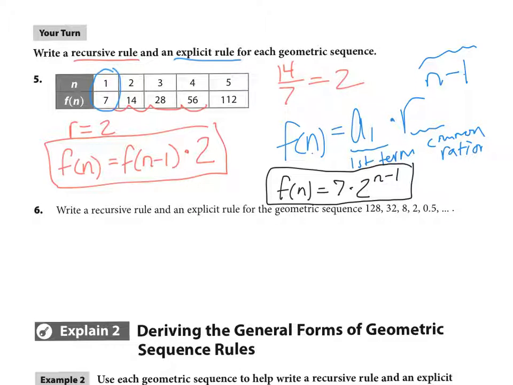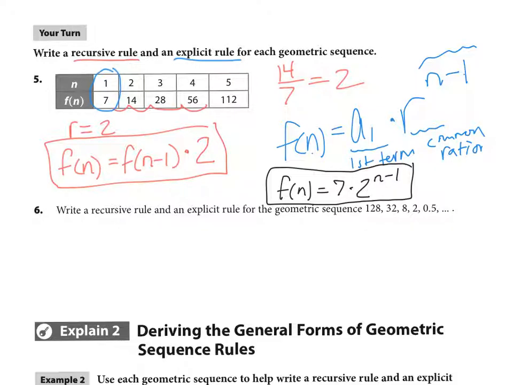So in a linear sequence, we start with the zero term. In a geometric sequence, we start with the first term. In a linear sequence, we use the slope, what we add or subtract. In a geometric sequence, we use the common ratio, what we are multiplying by.